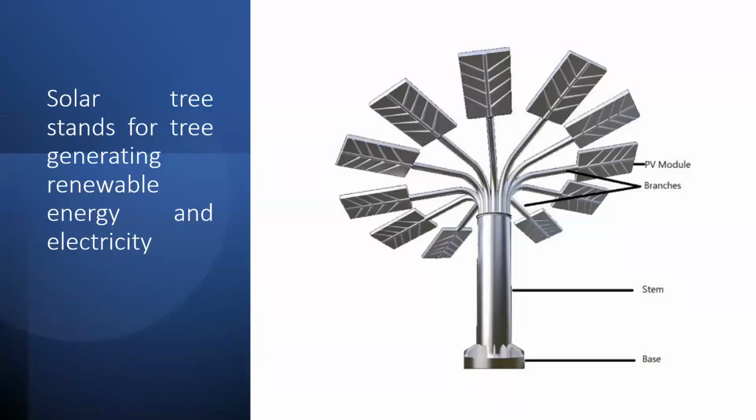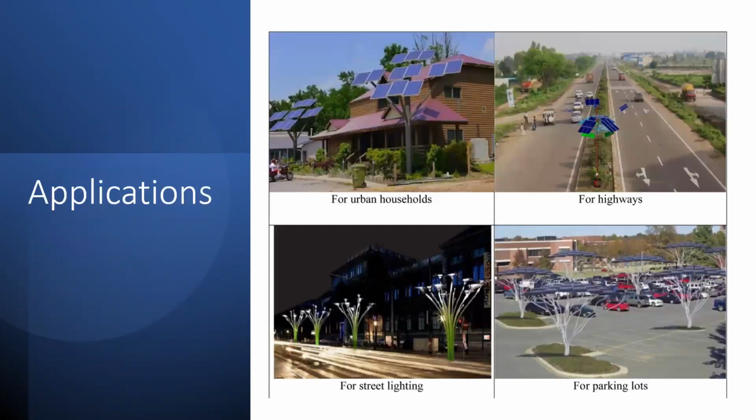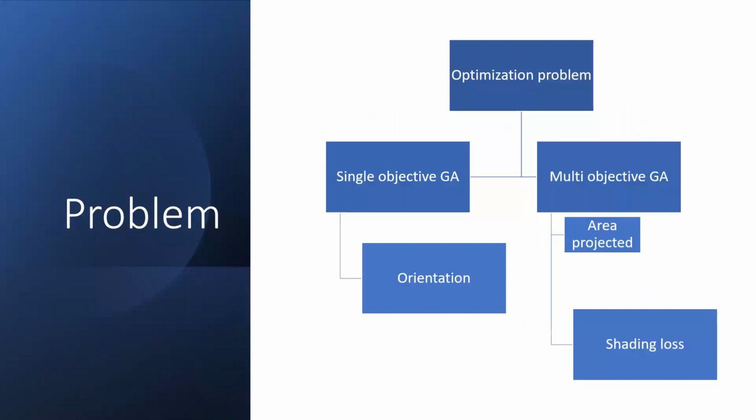A solar tree is a tree generating renewable energy and electricity. It is a biomimicry of the ordinary tree, where the leaves of an ordinary tree represent the PV modules in our model. And there are some applications of solar trees where only a small area is available.